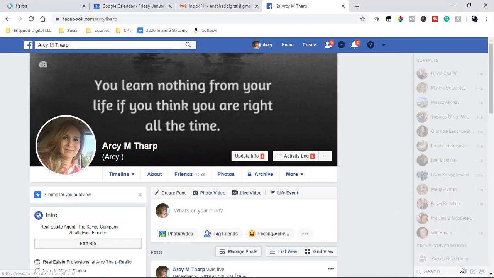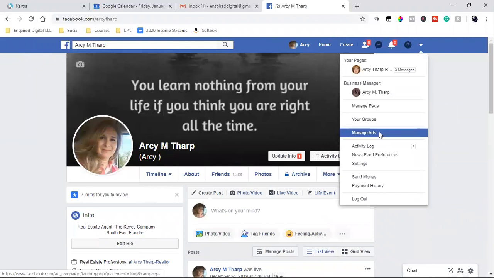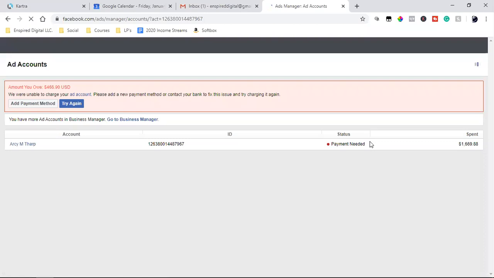So let me move this for you. Hide this. Okay, so all you do is you come up here and click on manage ads. Have you come back here and looked at the manage ads? I went to my real estate page. Okay, so this right here, is this the number you're seeing? Yeah, payment needed. And you see how, yeah, exactly.